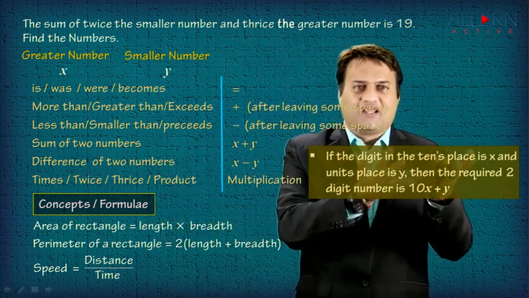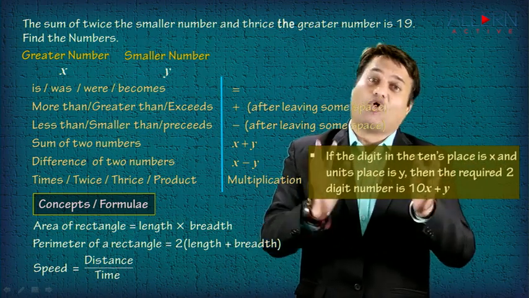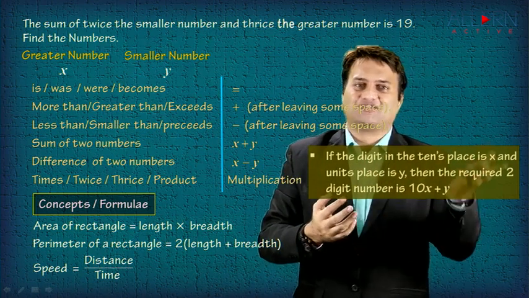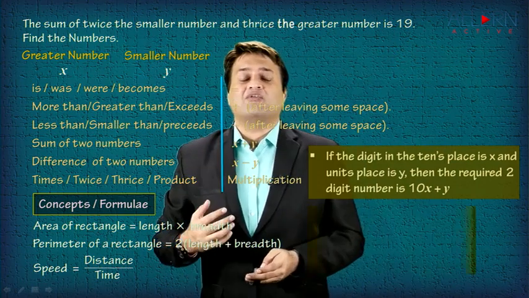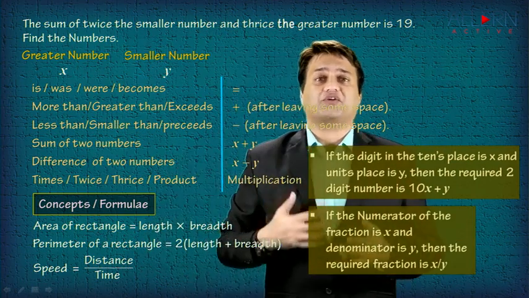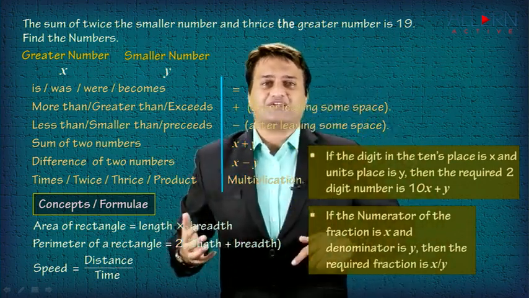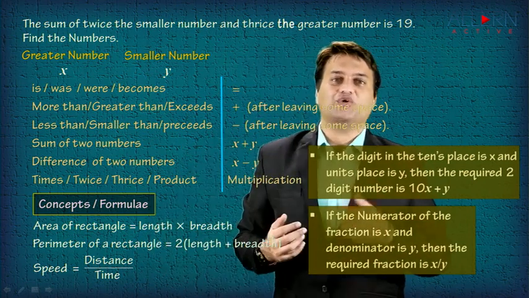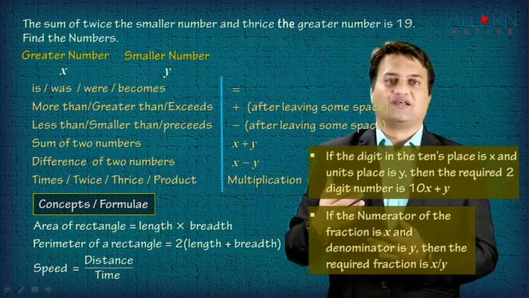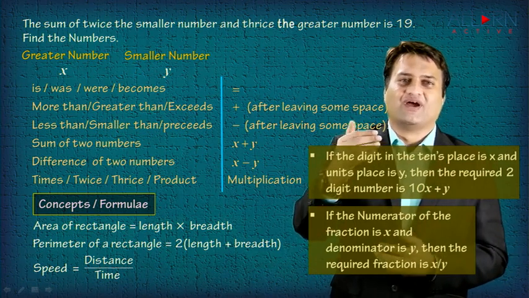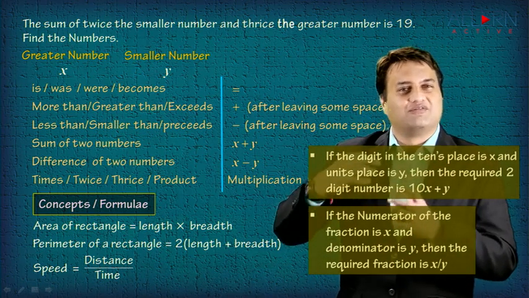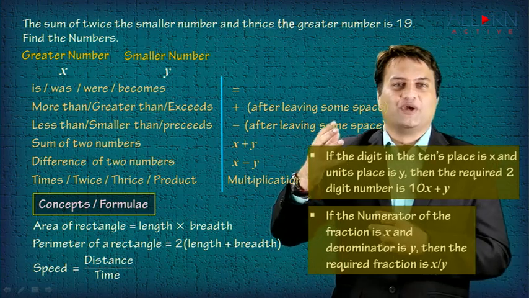And you can assume the tens place as x, units place as y, or you can assume the units place as x or tens place as y, right? Then whenever the sum is about a fraction, never assume the fraction as x and y. Always assume the numerator as x, the denominator as y, so the fraction becomes x upon y. So these are certain tips that we are giving for you to form the equation, right?